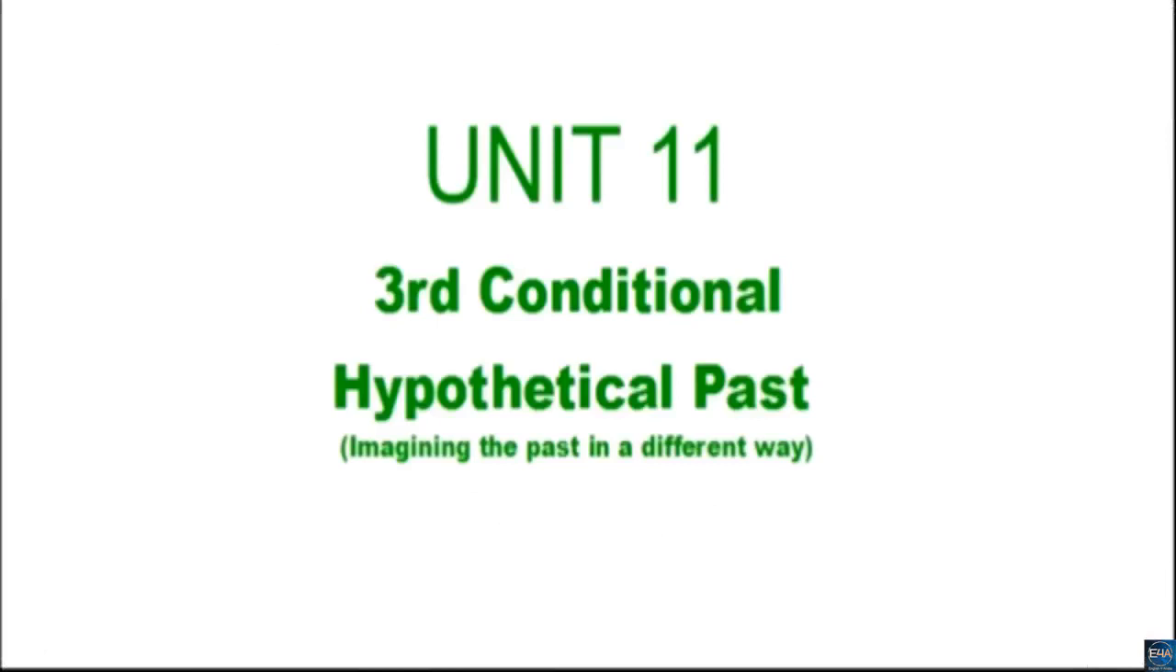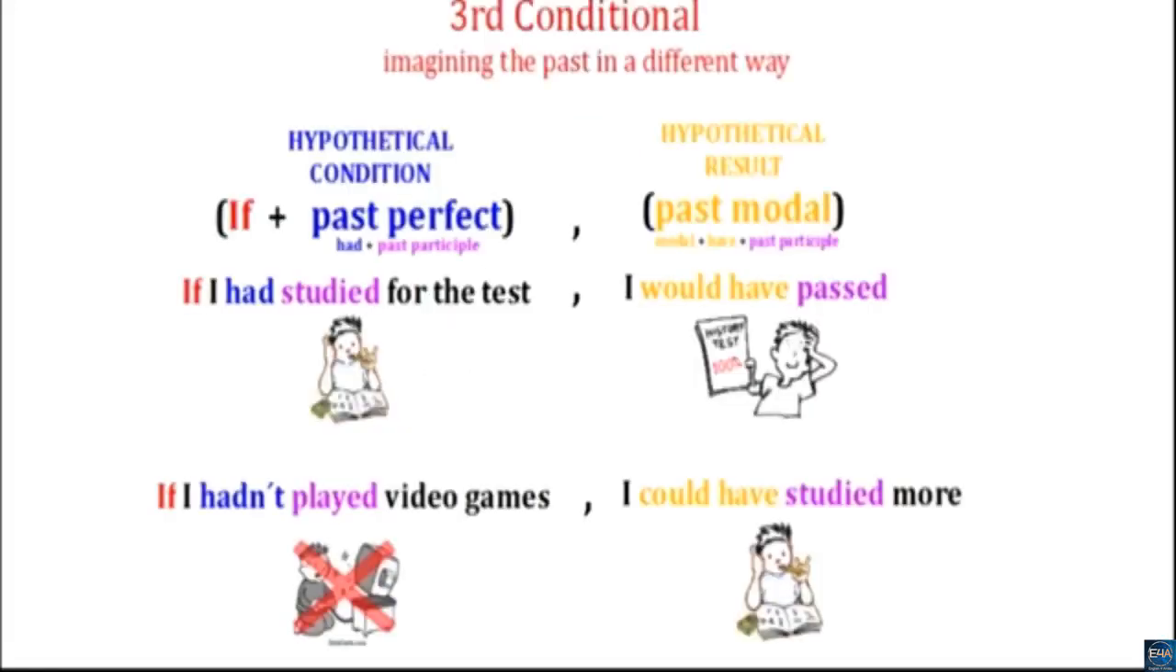We're going to continue with Unit 11, and we're going to talk about our third conditional, okay? Now, the third conditional is a hypothetical past. It's when we imagine the past in a different way. So let's take a look at what we're talking about. All right, so remember we said the third conditional is imagining the past in a different way.